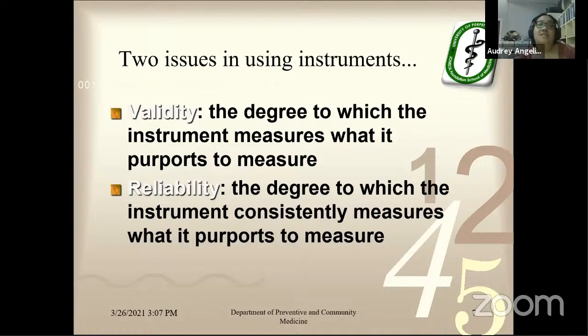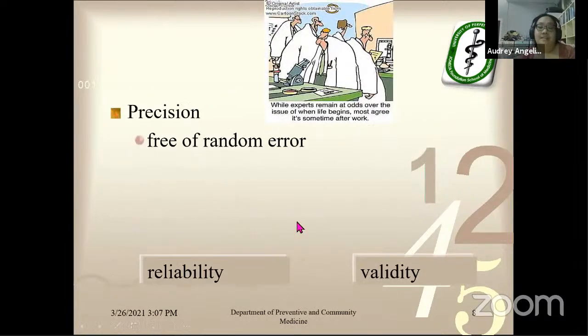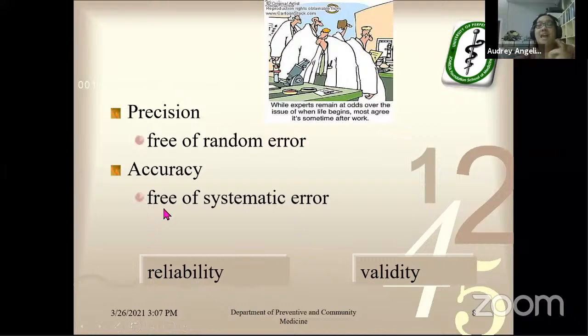So, those are things that could happen. But used correctly, the degree to which the instrument consistently will measure what it's supposed to measure is said to be reliability. Okay. So, using these concepts, we have also precision and accuracy.